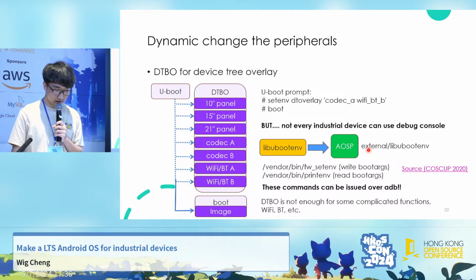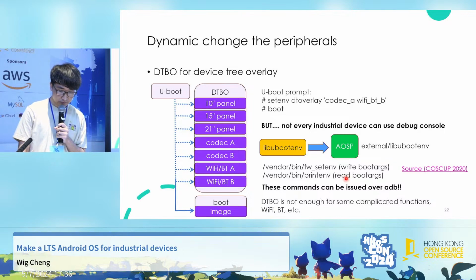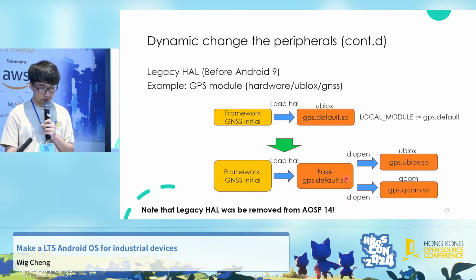This tool's feature is that it can control and modify the boot arguments at runtime from the root file system. It means you can use those commands over ADB. Yeah. But device tree overlay is not enough for some complex functions like Wi-Fi or Bluetooth, so you have to dynamically change the peripherals at the HAL layer.